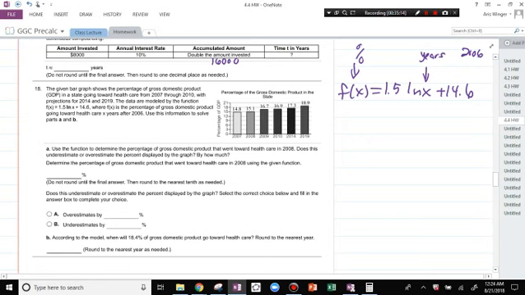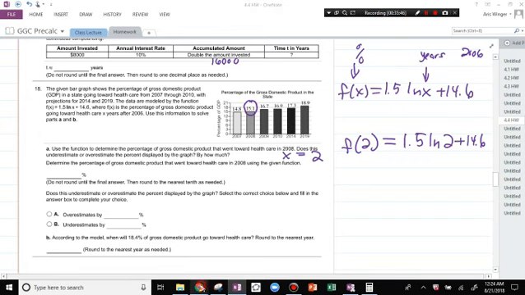Use the function to determine the percentage of gross domestic product that went towards healthcare in 2008. 2008 is 2 years after 2006, so you need to look at the function at 2. You're just plugging in 1.5 natural log of 2 plus 14.6 and calculating what that is. In 2008, you're comparing that to 15.1. Let's see if we can get what that is.